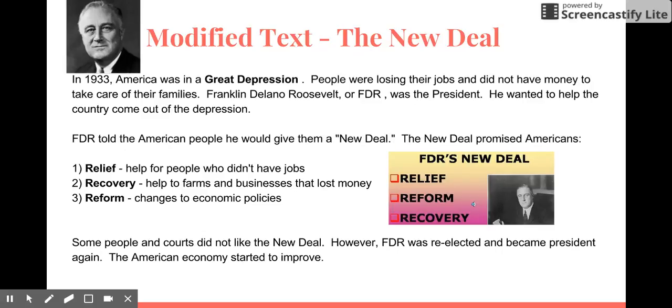I also want them to know the components of the New Deal. So we want them to know relief, recovery, reform. And even just adding a picture in here, that can be helpful, not just for your kids who have significant disabilities, but just that visual of those 3 R's. And again, your inclusion facilitators are available to help you when you need to do things like modify text.